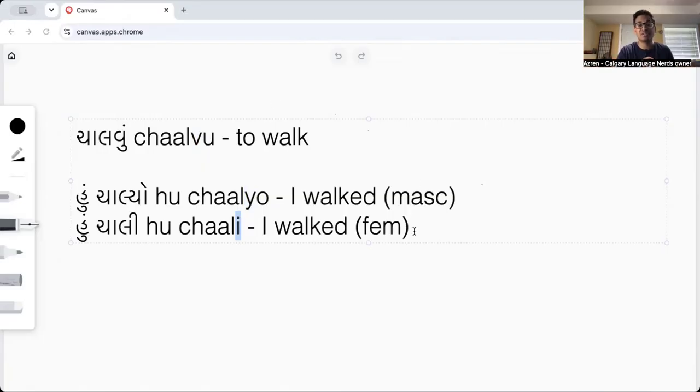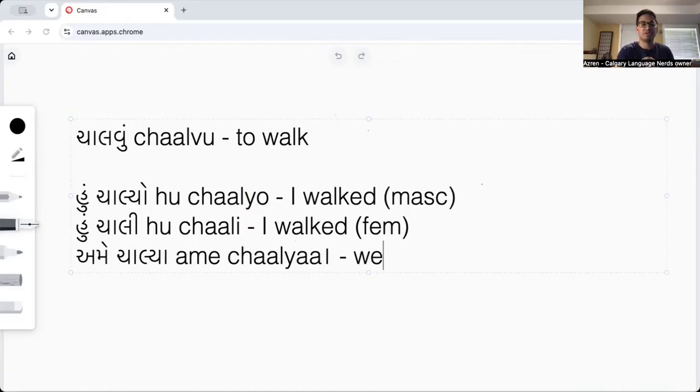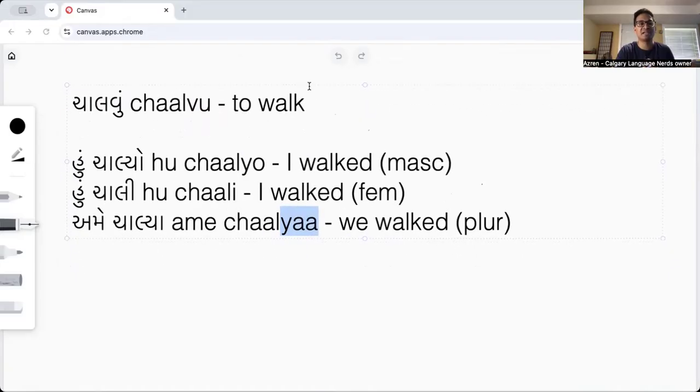If we take a plural form, just so you can see all three, like we walked, ame chalya. We walked. This is in the plural. So when you have the plural, you'll notice that this vu in chalvu gets replaced with ya. Pretty straightforward stuff. It requires a little bit of practice, but it's not like it's medium level difficulty. Let's say something like that.